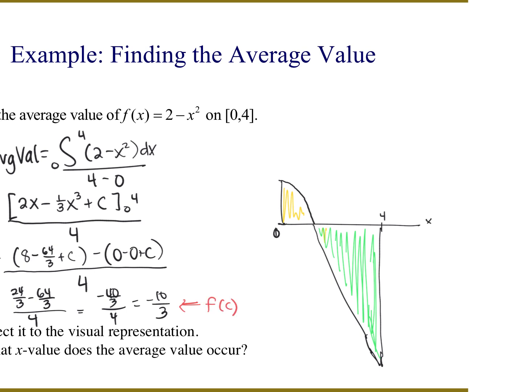That's a y value. So that represents where the y value should be for you to draw a rectangle that would have the exact same amount of area as the green and the yellow combined. So we want to go to negative 10 thirds on the y-axis, which is about right here. Draw a rectangle. And that rectangular area from 0 to 4 is going to be exactly equal to the combination of the yellow and green. The positive yellow area and the negative green area combined will equal the red area.